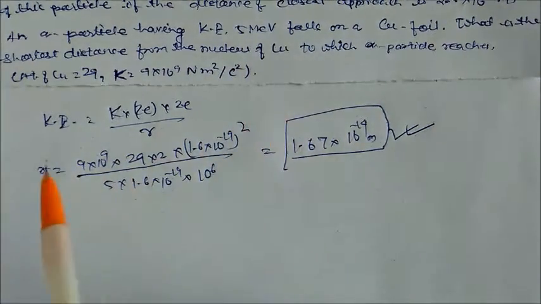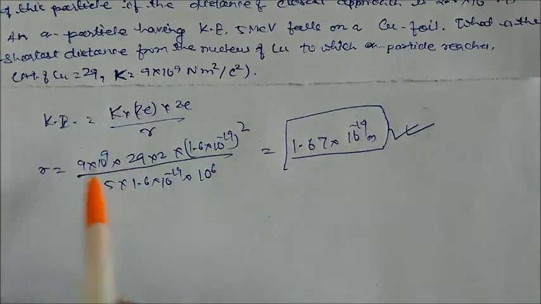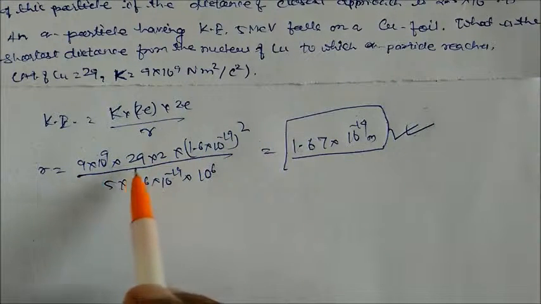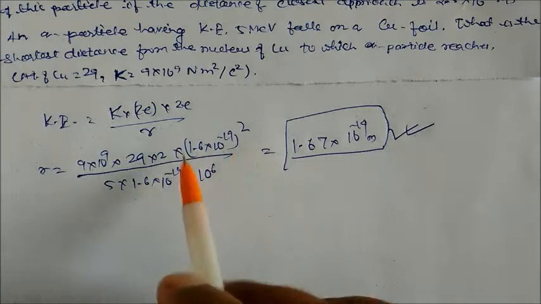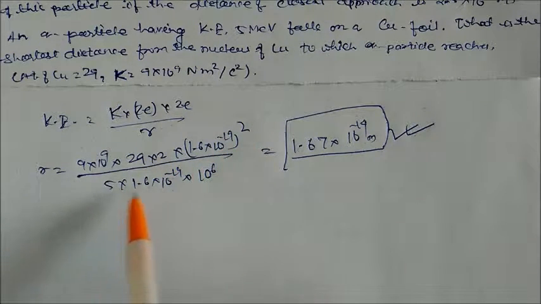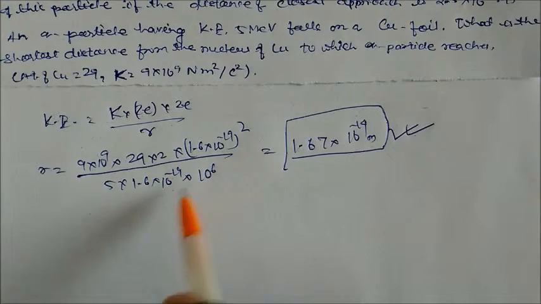So again, same thing: kinetic energy equals potential energy. So we are putting the r value here. This is 9 × 10^9 into 29 into 2 into 1.6 × 10^-19, this is electron square, divided by 5 into 1.6 × 10^-19, this is again the charge of the electron, into 10^6, because we have to convert into electron volt. So this is the value of the given electron volts.